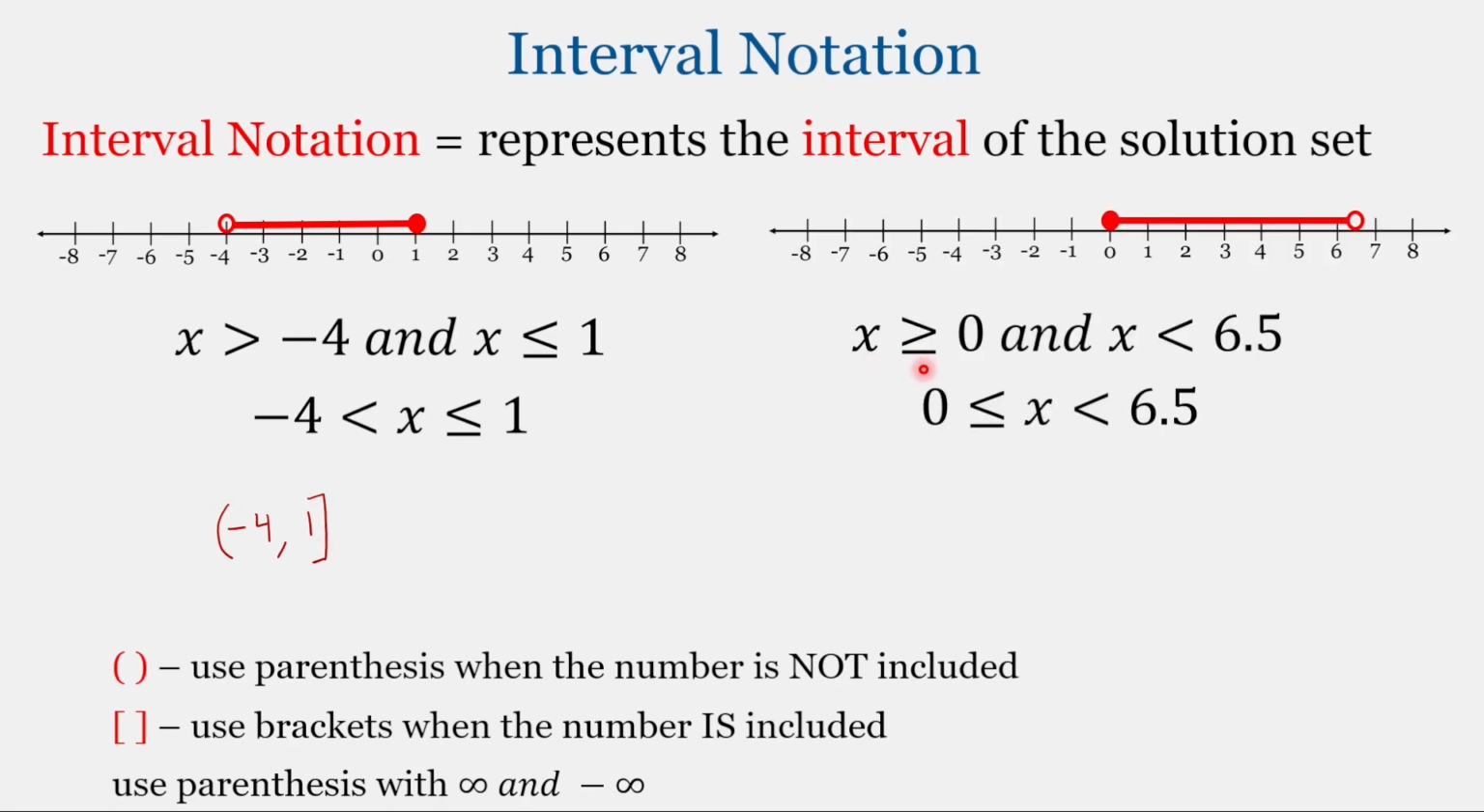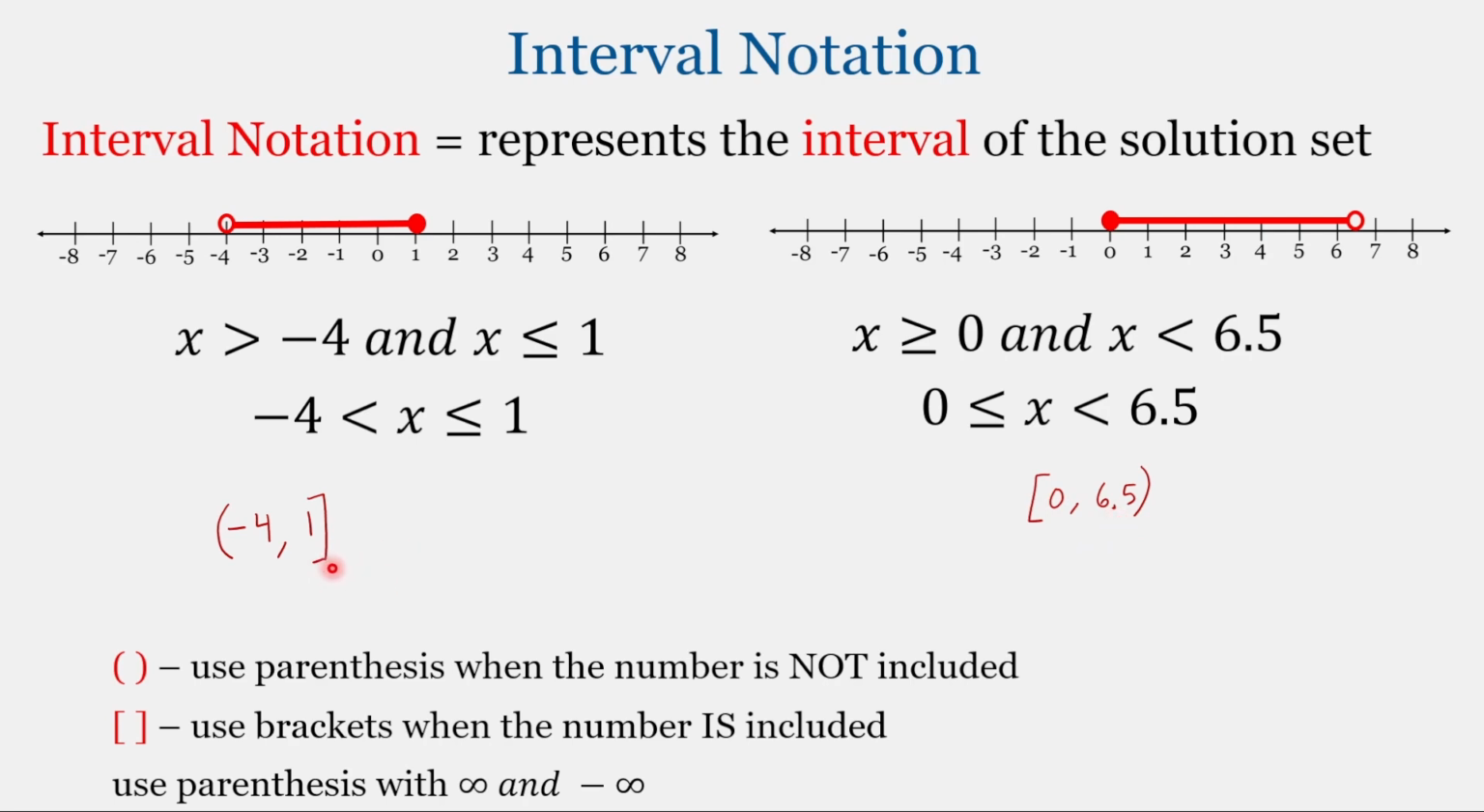Next, we have x greater than or equal to 0 and x less than 6.5. So this is going to work for all real numbers, not just integers. Our left boundary is 0, and 0 is included. And then the right boundary is 6.5, and it is not included. So we're going to use a parenthesis here. So now we have the interval of all numbers between 0 and 6.5, including 0, but not including 6.5.